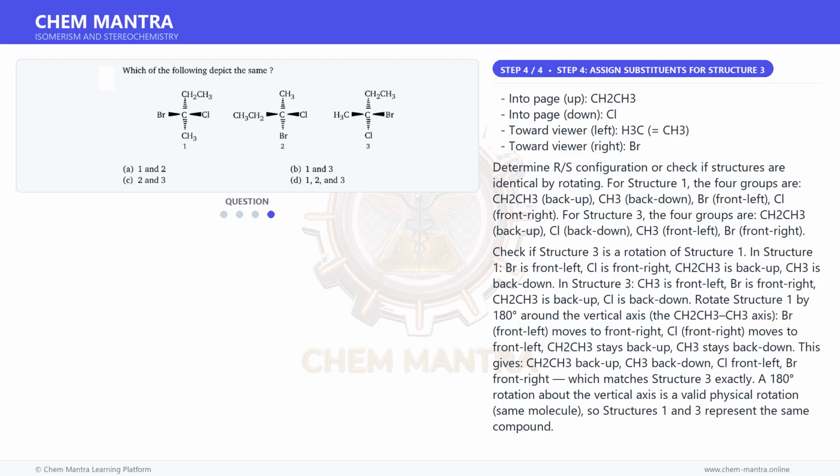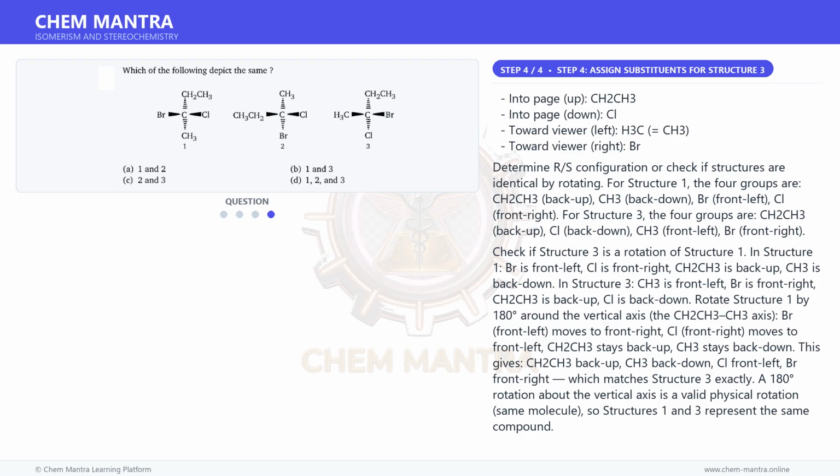Check structure 2 versus structure 1. Structure 2 has CH3 back up and Br back down, whereas structure 1 has CH2CH3 back up and CH3 back down. These are different spatial arrangements and represent a different stereoisomer or the same connectivity but different configuration, so structure 2 does not depict the same compound as structure 1.